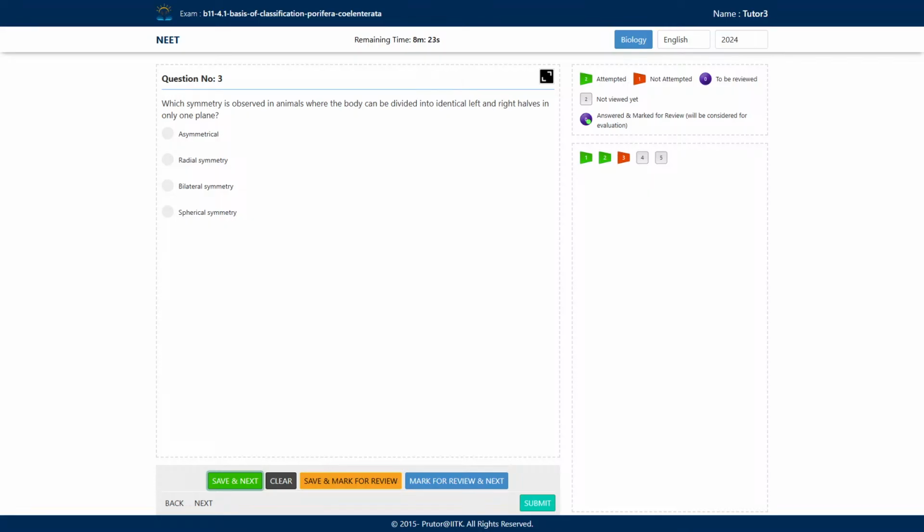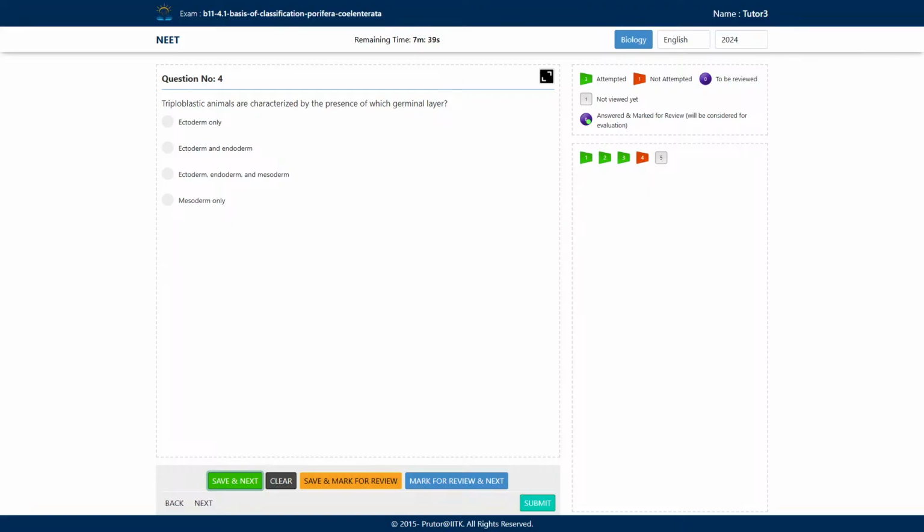So the next question is here. Which symmetry is observed in animals where the body can be divided into identical left and right halves in only one plane? Through one plane, the organism can be divided into left and right. So options are A, asymmetrical, B, radial symmetry, C, bilateral symmetry, and D, spherical symmetry. So everyone says bilateral symmetry. Yes, very good. The organism can be divided into two equal halves, left half and right half, through one plane only. So that is the bilateral symmetry.